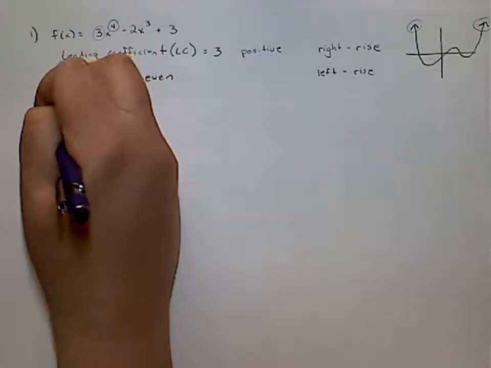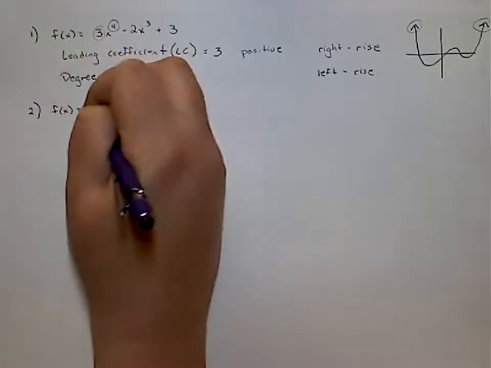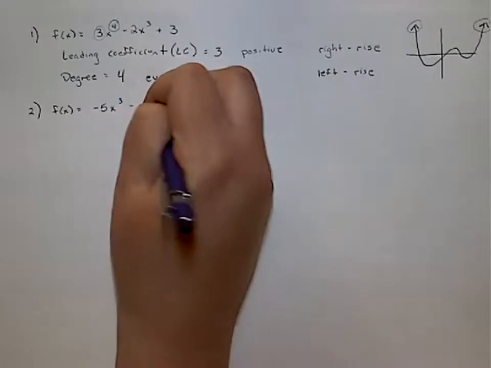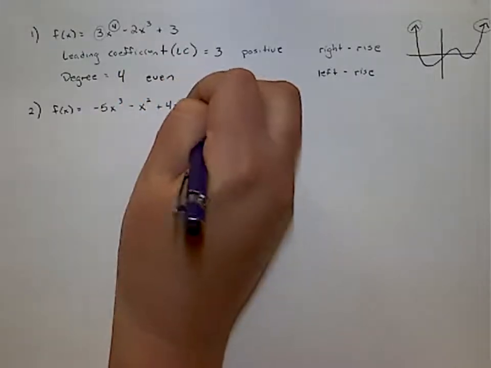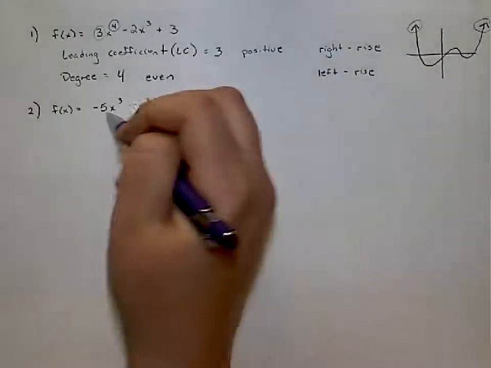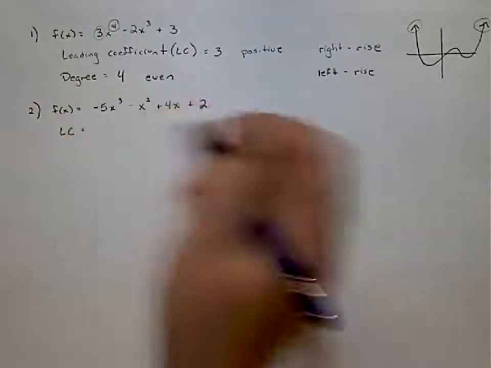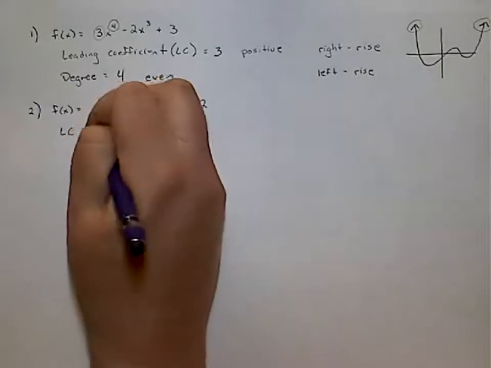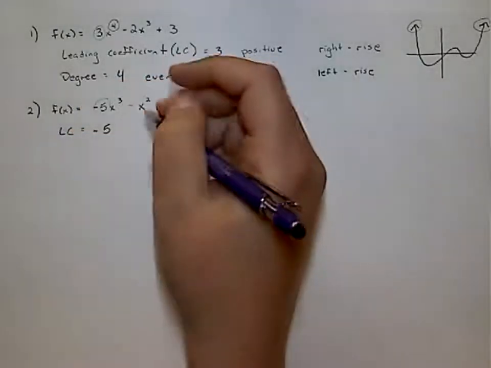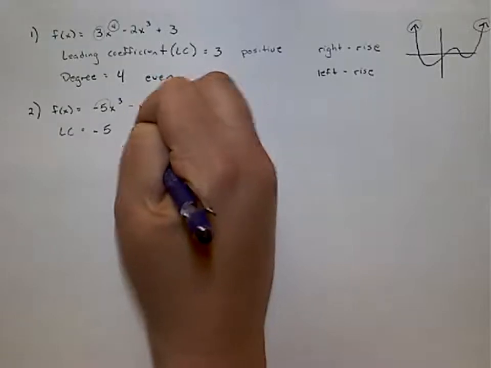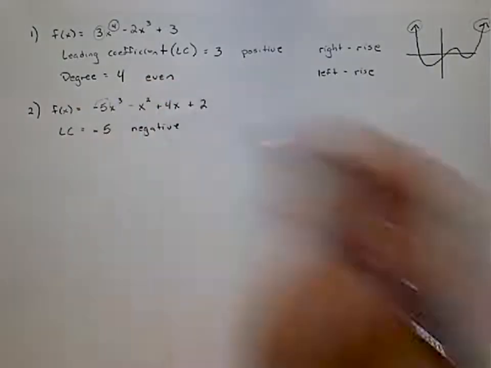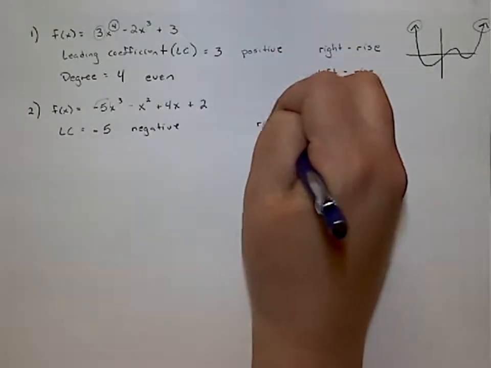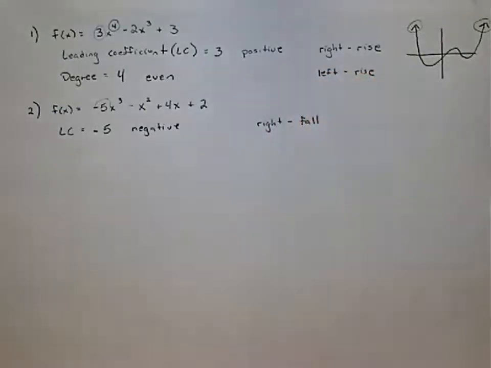Next, we have the function f of x equals negative 5x to the third minus x squared plus 4x plus 2. All right, first thing we got to look at is that leading coefficient. What is that number, the first number that you see in front of that first variable? That would be negative 5. The only thing that matters there is that that is a negative number. Now, what does a negative leading coefficient mean? It means that the right side is going to fall.